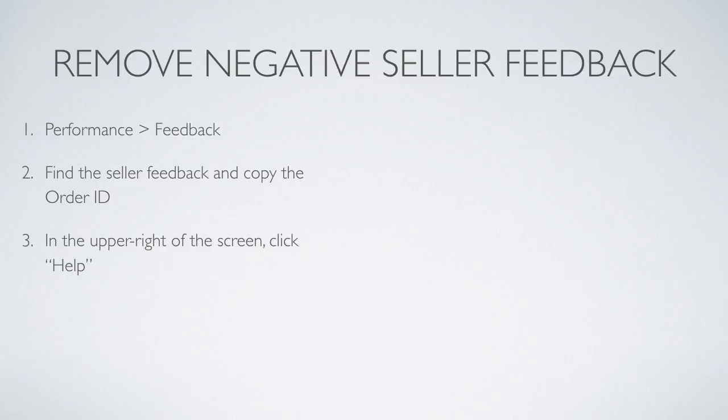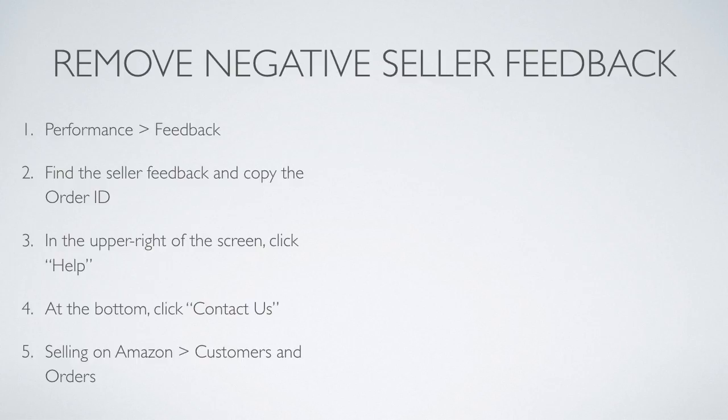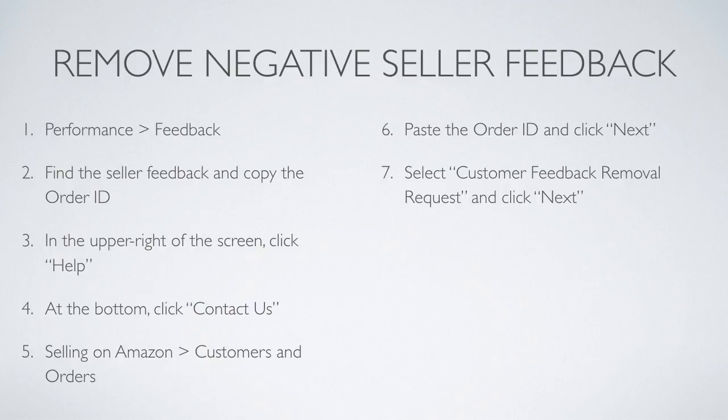So anywhere when you're browsing Seller Central, in the upper right of the screen there's a help button or help link. Click that link or click help. At the bottom, click contact us. So basically a window will open up in Seller Central when you click help, and then at the bottom of that window, which will cover about 1/3 of the right of the screen, it'll say contact us. So click on that icon, and then when it says what do you need help with, click on selling on Amazon, and then the next option will be customers and orders. Then you'll be prompted to enter the order ID, so you can paste the order ID there and click next.